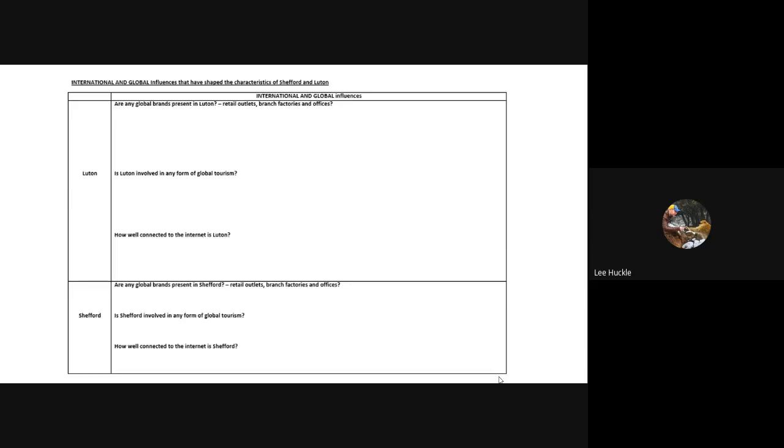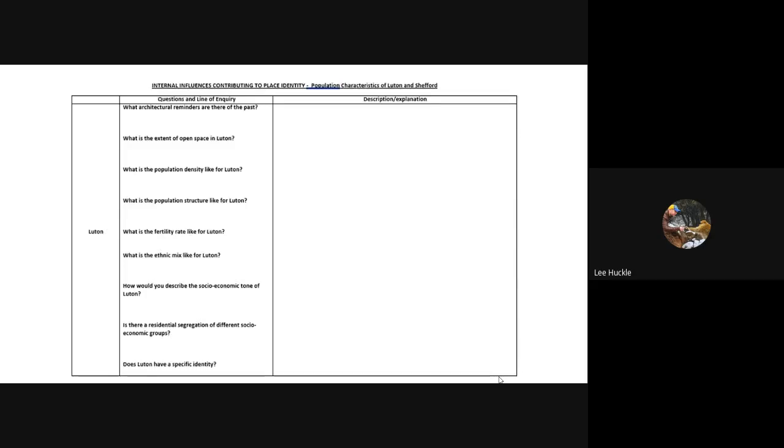Now, funnily enough, Luton is, because it's got an airport. So we'd have discussed that. You'd have made some notes on that, and on Luton trying to present itself as a place to visit. Shefford, though, not really. And then how well connected to the internet are Luton and Shefford? And we'd have looked at internet speeds.